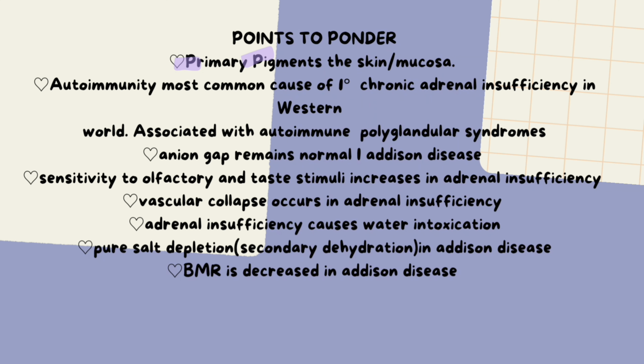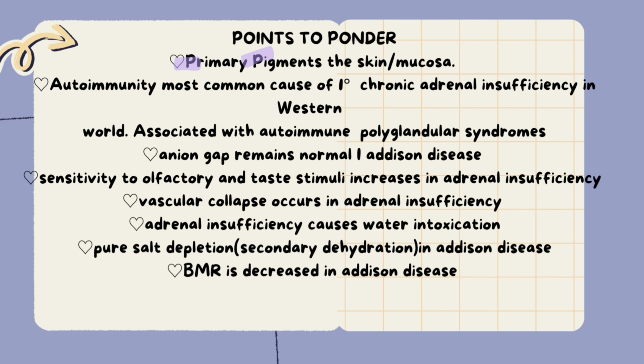Points to ponder. Primary pigments the skin and mucosa. Autoimmunity is the most common cause of primary chronic adrenal insufficiency in the Western world, associated with autoimmune polyglandular syndromes. Anion gap remains normal in primary Addison disease as it does not directly impair the kidney's ability to regulate acid-base balance, and the body may use compensation mechanisms such as respiratory compensation, hyperventilation, and renal adaptation, increased reabsorption of bicarbonate.